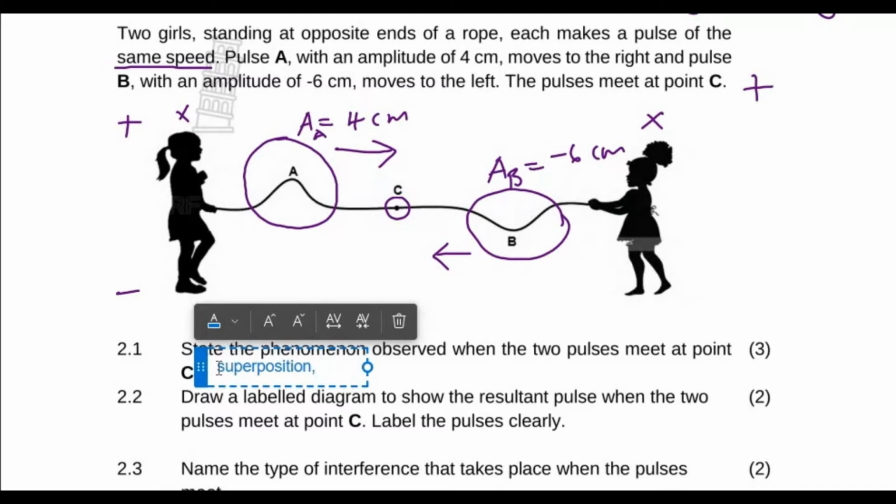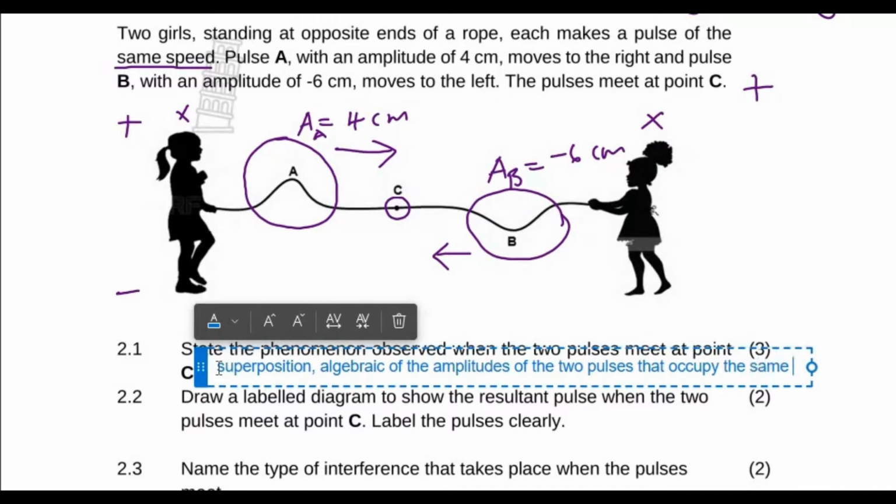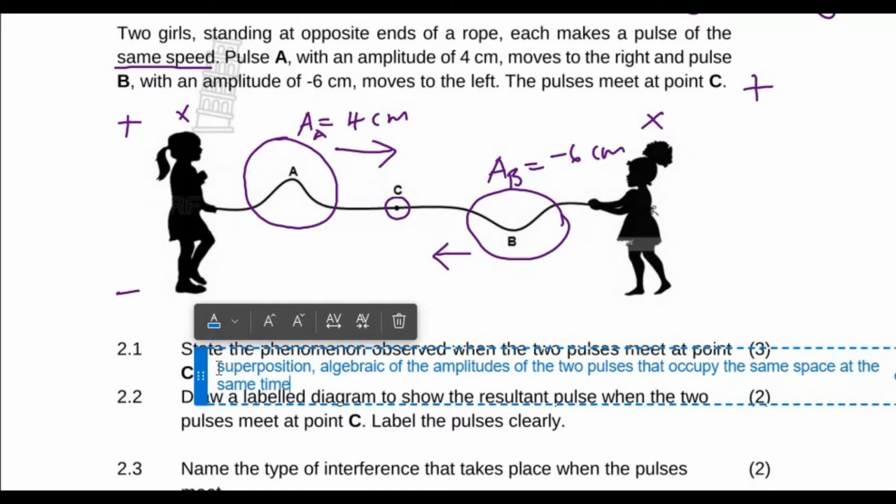And because it's free marks, it tells you don't just mention it, you also need to state it. And that superposition principle says that the algebraic sum, which just means the sum of the amplitudes of the two pulses, our pulses in this case being pulse A and pulse B, that occupy the same space at the same time.